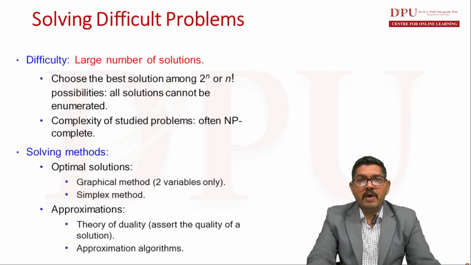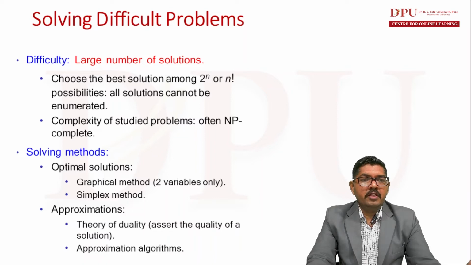Why 2 raised to the power n? Because we have 2 decision variables x and y whose quantities are to be decided, and that's why 2 raised to the power n, or n factorial possibilities of all solutions. So there can be 2 raised to power n or n factorial possible solutions, and out of them we have to find out the best possible solution. So the complexity of the studied problem is often NP-complete.